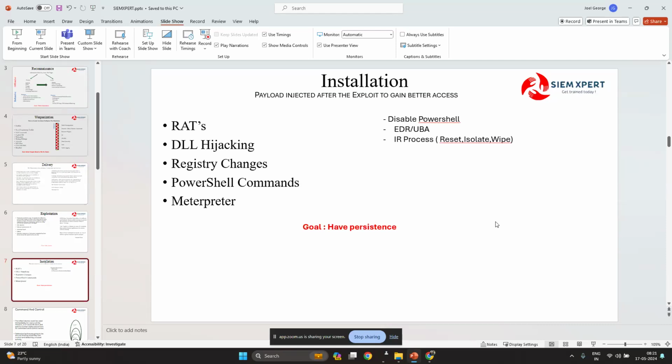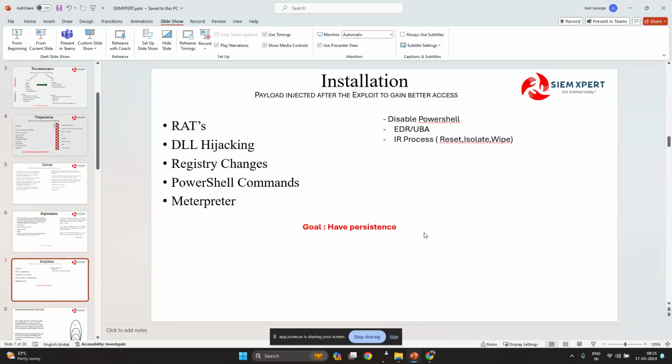The ways to gain persistence would be making registry changes, having a remote access tool, a Meterpreter session, which is basically creating a reverse shell so that an attacker has access to the victim, or running certain PowerShell commands. Now, how would we try to defend that?